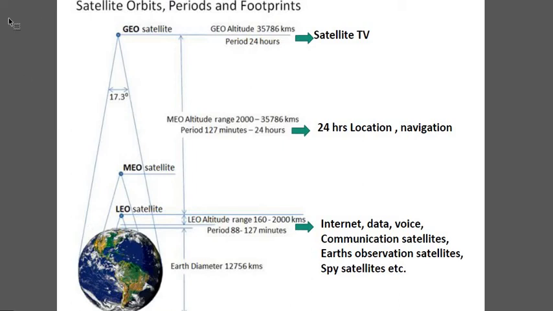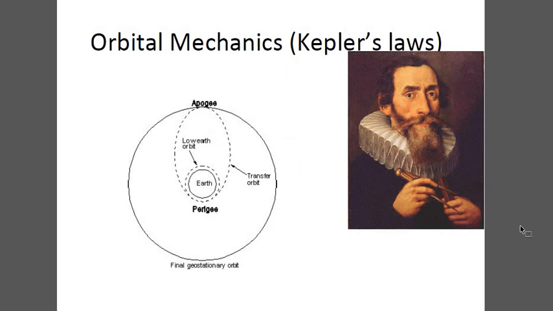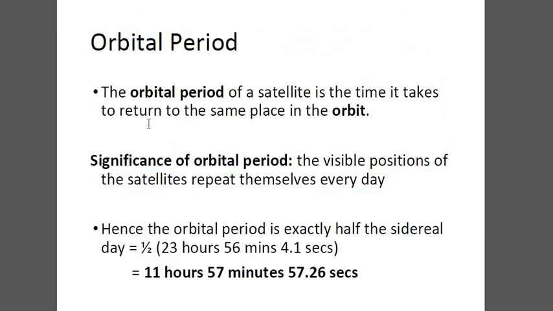Now move on to the satellite orbital mechanics, meaning the 3 laws given by Kepler. Kepler's laws provide a concise and simple description of the motion of the planets, like how we are going to find these planets. I have given LEO, MEO and GEO. Before moving to the different laws, let's see what an orbital period is.